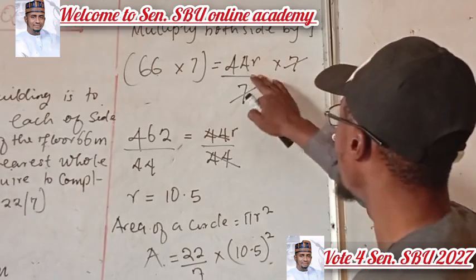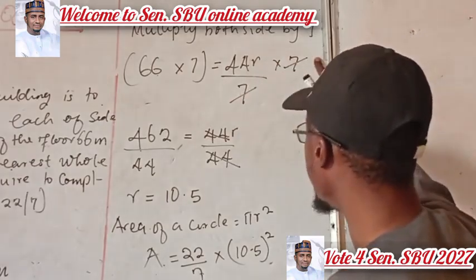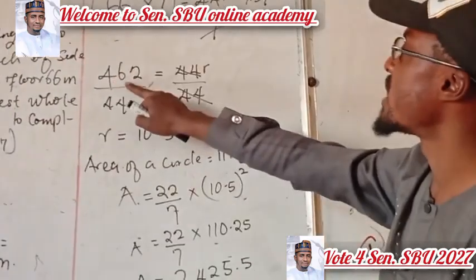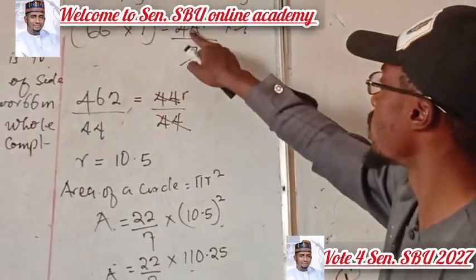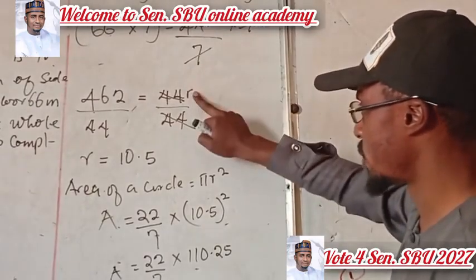Now 44r all over 7 again times what? 7. Here, this 7 cross this 7. Here we are left with 66 times 7, which is 462, equal to 44r. Nothing to multiply here is the same as 44r times 1, which is 44r.